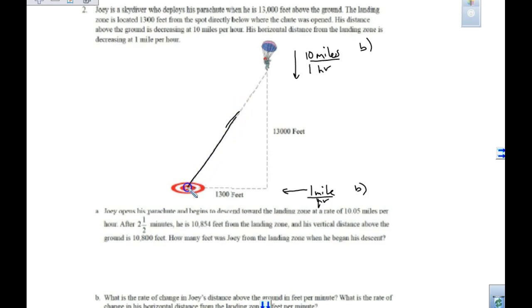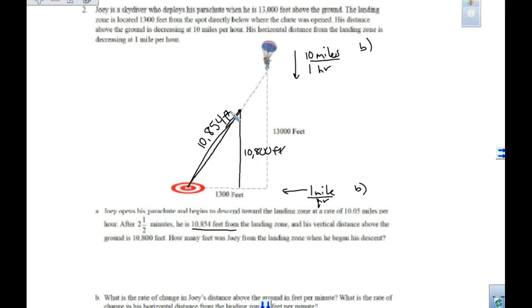This says now we're this far away. So from here to here, we don't know where this point is. This is 10,850. And the vertical distance above the ground is now less. This was 13,000, right? Now we are at 10,800 feet. Okay? Making sense on that picture so far? Make sure you draw all of those in. Put yours on the same picture, all this stuff.